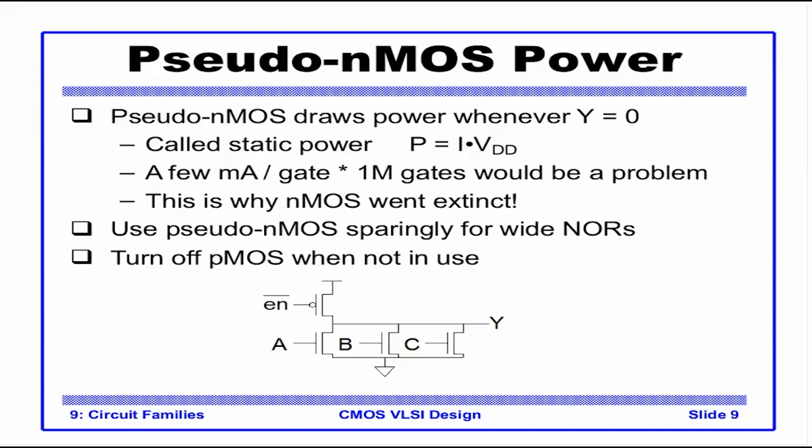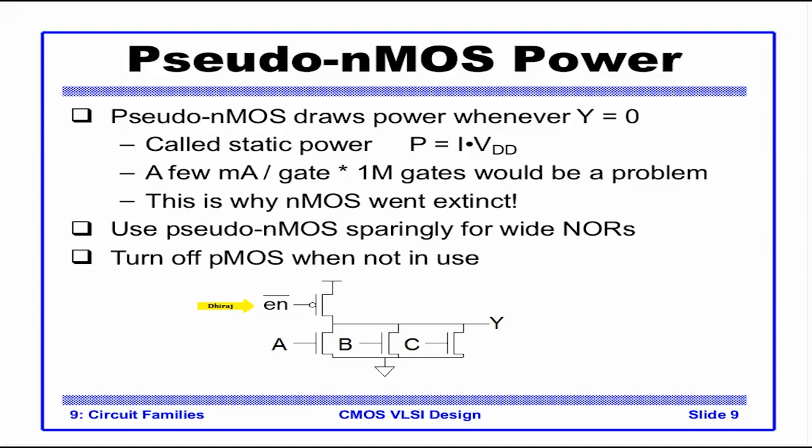So the output is 0 most of the time. But now we want to turn off the PMOS when not in use. The probability of Y being 0 in this case is very high, and we exploit that by connecting an enable signal at the PMOS, so this PMOS would be disabled for the majority of the time.